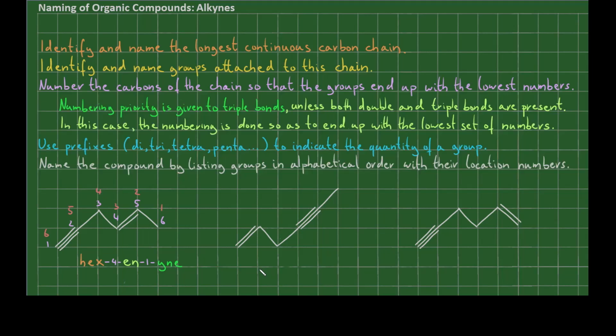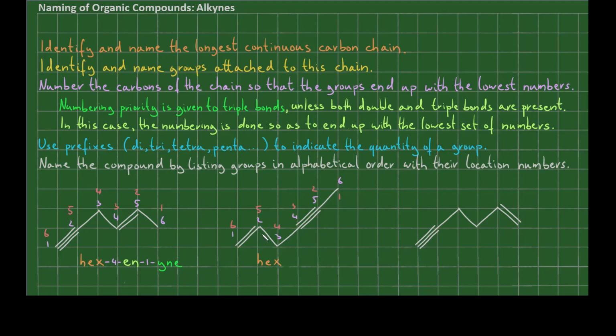So once again, I have 6 carbons, therefore I can use the prefix hex. I'm going to number the carbons of the chain from left to right first, and then I'm going to do it from right to left. Following the purple numbers, I have a double bond on carbon 1 and a triple bond on carbon 4, whereas following the red numbers, I have a triple bond on carbon 2 and a double bond on carbon 5. The purple numbers give me the lowest set, so I'm going to go with numbering from left to right.